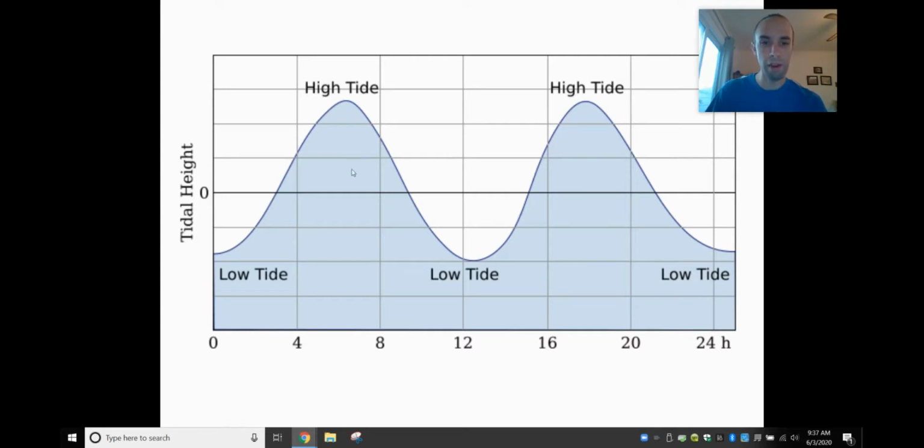Okay, now notice the amount of time between the high tides. It's about 12 hours. Okay, a little bit more than that technically. And the time between low tides is about 12 hours as well.